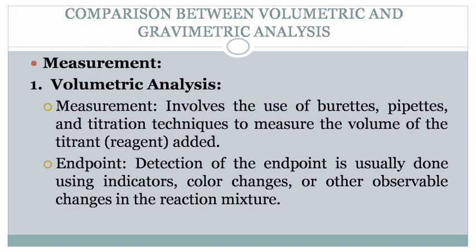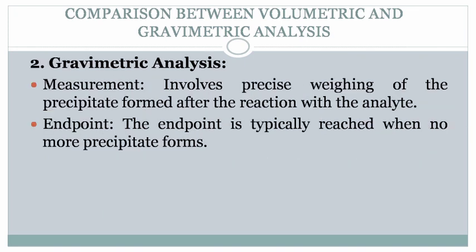Next is measurement. Volumetric analysis involves the use of burettes, pipettes, and titration techniques to measure the volume of the titrant, reagent, added. Endpoint. In volumetric analysis, detection of the endpoint is usually done using indicators, color changes, or other observable changes in the reaction mixture. Measurement. Gravimetric analysis involves precise weighing of the precipitate formed after the reaction with the analyte. Endpoint. In gravimetric analysis, the endpoint is typically reached when no more precipitate forms.